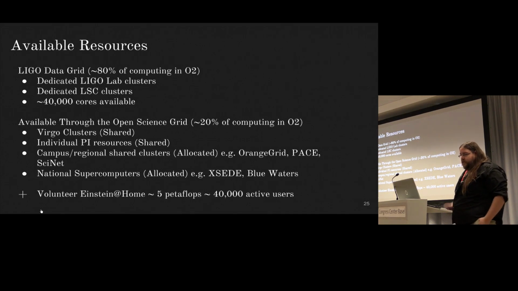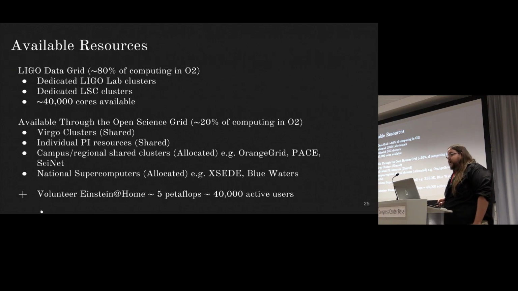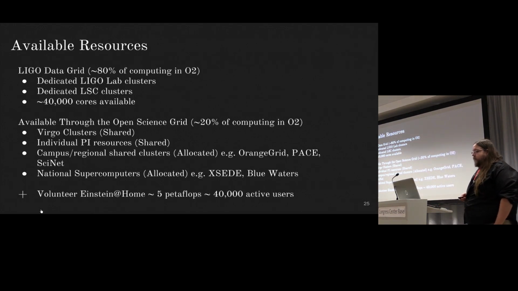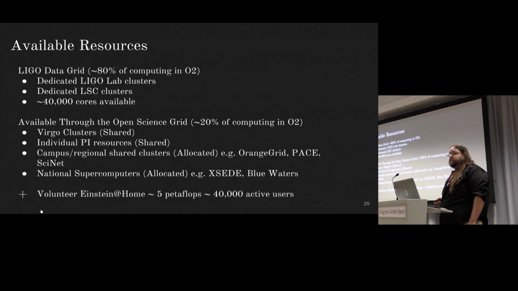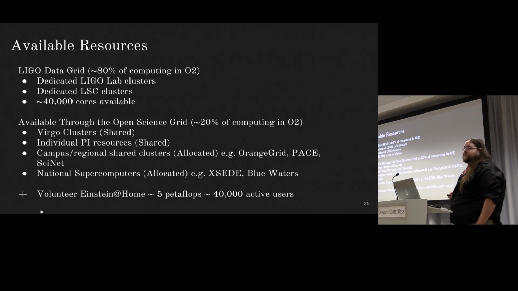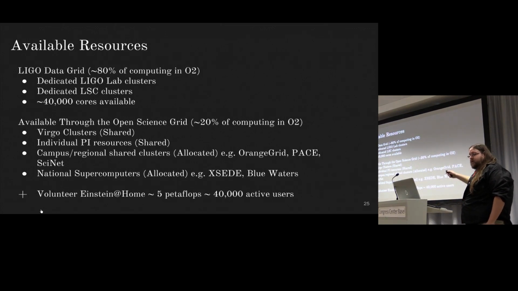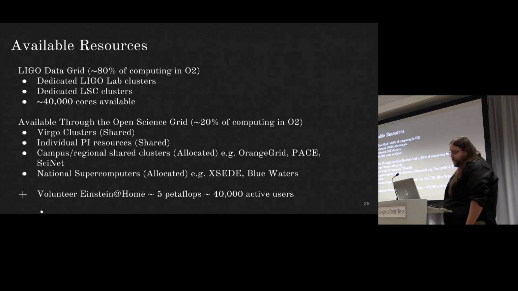So to give you an idea, we have the LIGO Data Grid, which includes these dedicated lab clusters and the LC clusters, that we have access to about 40,000 cores that we can make use of. Recently, we've been trying to get more computing done on the Open Science Grid, and that has been about 20% of our computing usage up to this point. So most of it, as you can tell, is on our own dedicated resources, but we are shifting more and more of it to the Open Science Grid.